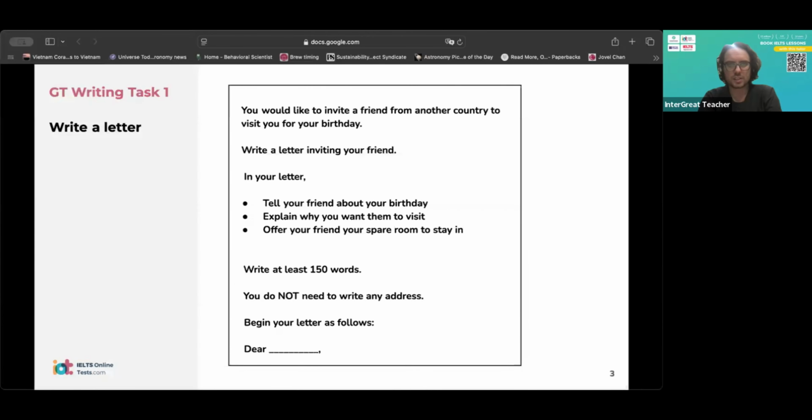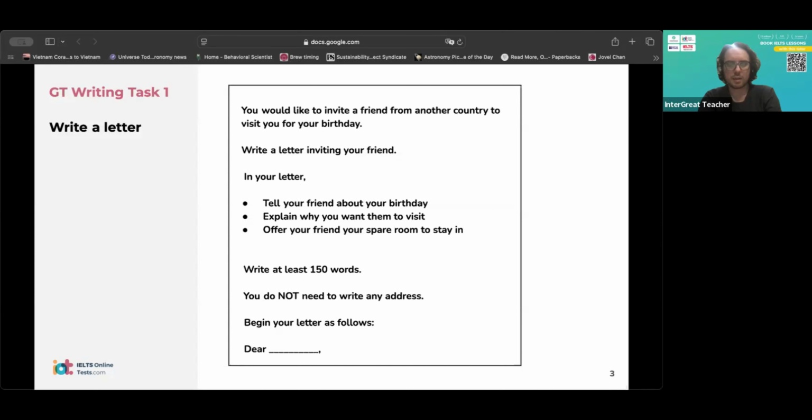So this is the question that you will come across. You will have a topic up the top of the page. The topic is about a birthday party. So what you need to do is answer the question. You would like to invite a friend from another country to visit you for your birthday. And the task that you have to do is to write a letter about that.